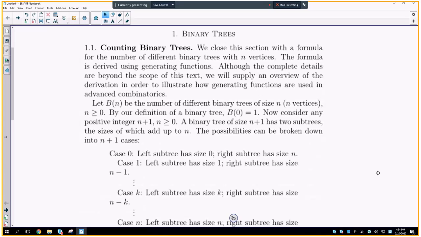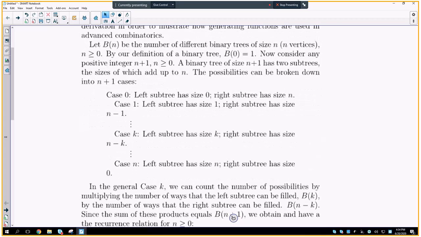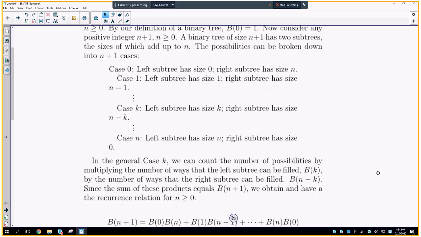Now consider any positive integer n plus 1, n greater or equal to 0. The binary tree of size n plus 1 has two subtrees, the sizes of which add up to n. The possibilities can be broken down into n plus 1 cases. Case 0, the left subtree has size 0 and the right subtree has size n. Case 1, the left subtree has size 1 and the right subtree has size n minus 1, so the sum must be equal to n. Similarly, case k, the left subtree has size k and the right subtree has size n minus k. And case n, the left subtree has size n and the right subtree has size 0.